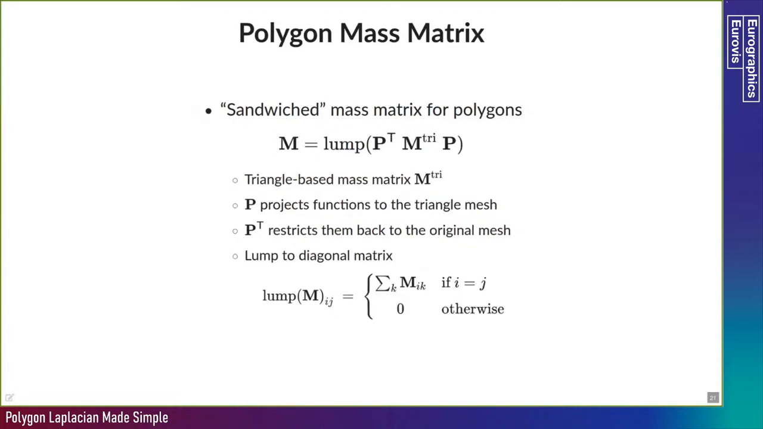We follow the same approach for the mass matrix with one minor additional step. Because we observe that diagonalizing the matrix yields generally better results, we lump the initial matrix to a diagonal one, which now roughly assigns each vertex 1/3 of the surrounding triangle areas. And in the end, the polygon Laplacian is once again given as the product of a stiffness matrix and the inverse of a mass matrix, ready to be used.